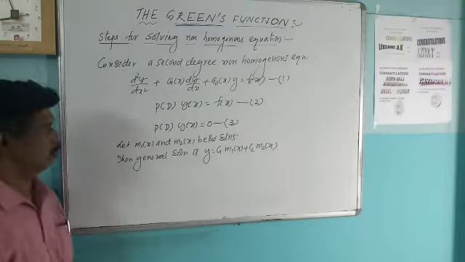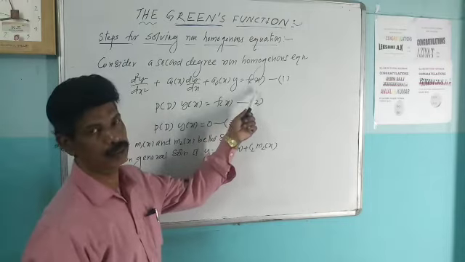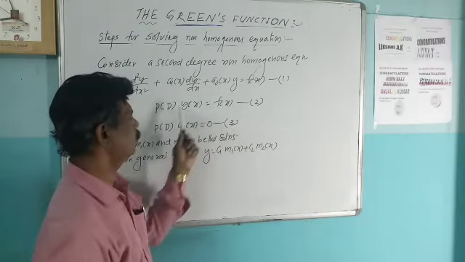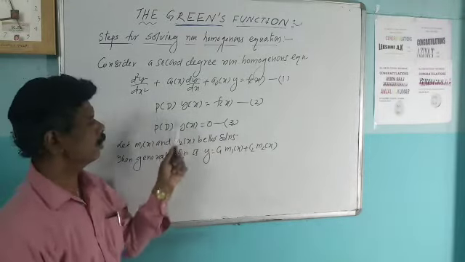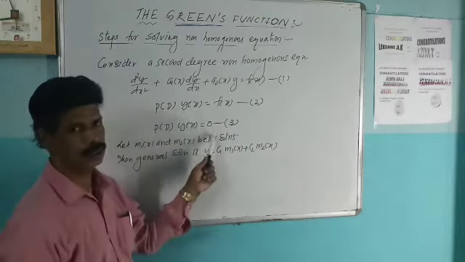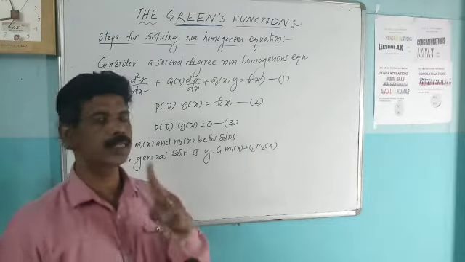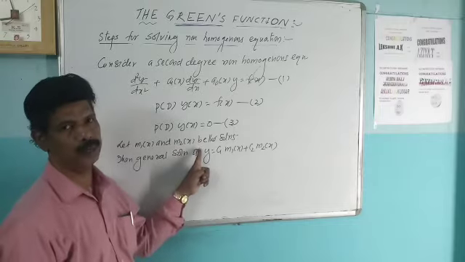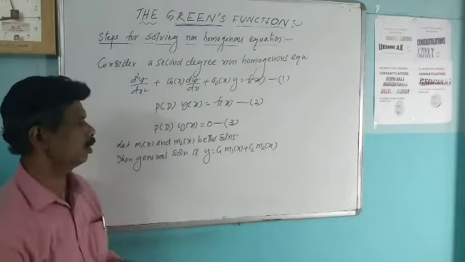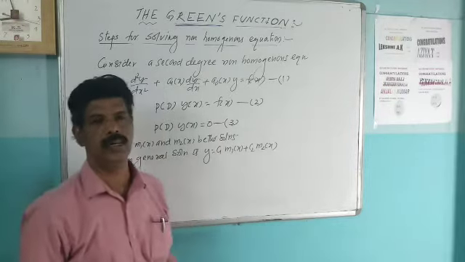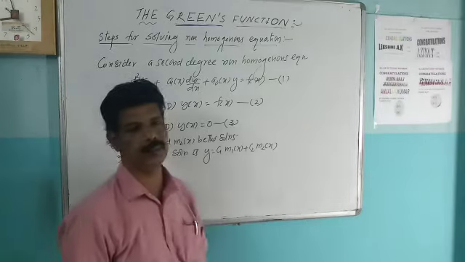Consider a second degree equation d square y by dx square plus a1(x) into dy by dx plus a0(x) into y equal to f of x. The differential operator of this function we can write as PD y of x equal to f of x, where PD is the differential operator. Step 3, equate PD y of x to 0. The given equation is a second degree equation, so it has two solutions. I consider those solutions as m1(x) and m2(x). Then the general solution is y equal to c1 m1(x) plus c2 m2(x). This is the complementary solution, from the auxiliary equation.